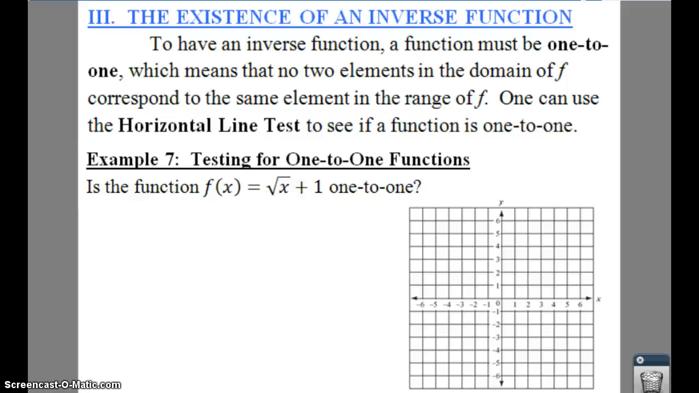Hey there. Well, now we need to find if an inverse function actually exists. So in order to have an inverse function, a function must be one-to-one, which means that no two elements in the domain of f correspond to the same element in the range of f. So what you can do is use the horizontal line test to see if a function is one-to-one.